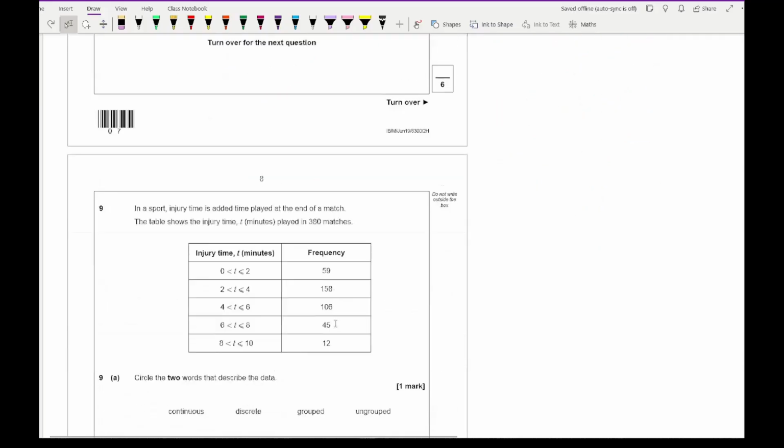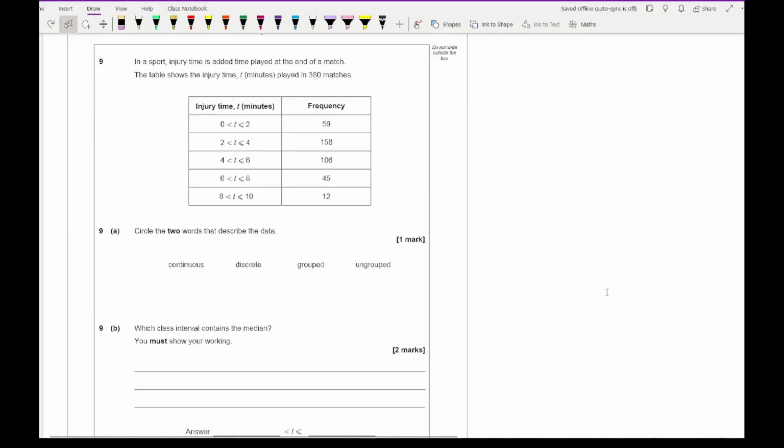Then looking at question 9, it says in a sport, injury time is added at the end of a match. The table shows the injury time, T minutes, played in 380 matches.